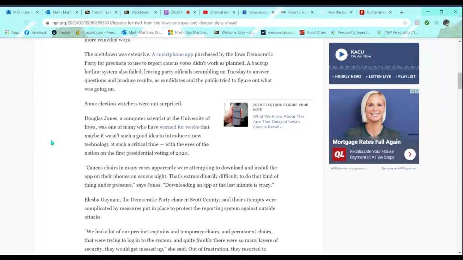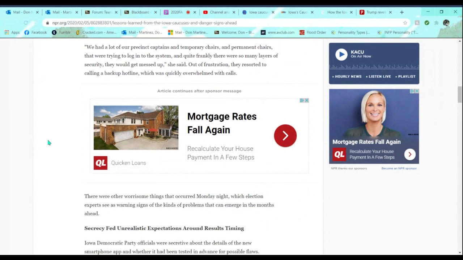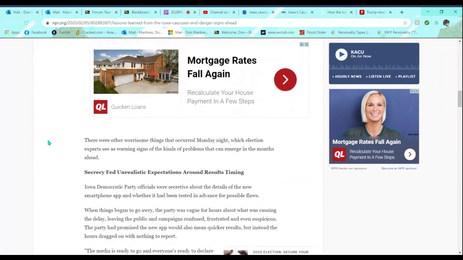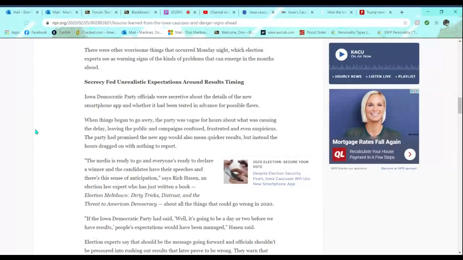Alicia Gaiman, the Democratic Party chair in Scott County, said their attempts were complicated by measures put in place to protect the reporting system against outside attacks. We had a lot of our precinct captains and temporary chairs and permanent chairs that were trying to log into the system, and quite frankly, there were so many layers of security they would get messed up, she said. Out of frustration, they resorted to calling a backup hotline, which was quickly overwhelmed with calls. There were other worrisome things that occurred Monday night, which election experts see as warning signs of the kinds of problems that can emerge in the months ahead.